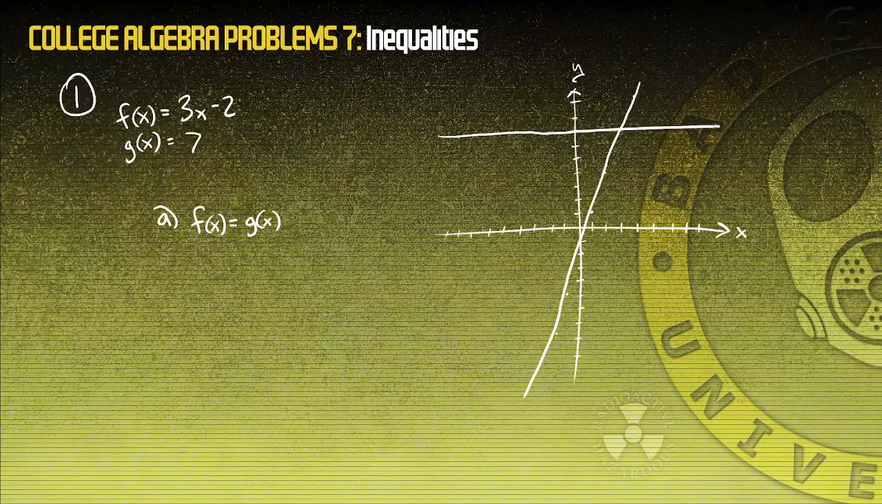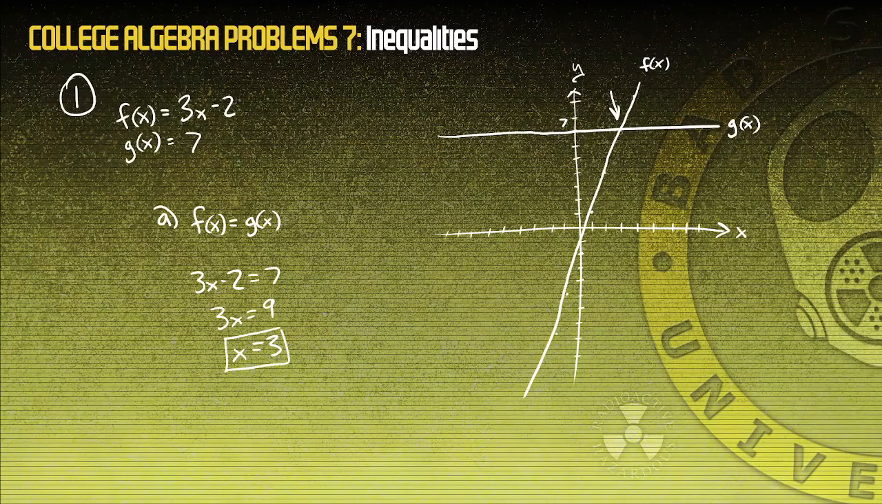So this first comparison A tells us where these lines intersect, where f of x is equal to g of x. So to start, you just plug in each function into the comparison. So you have 3x minus 2 is equal to 7. Add 2 to both sides, you get 3x equals 9. And then divide both sides by 3, and you get x equals 3. So when you look at the coordinate system, the lines are going to intersect at x equals 3.